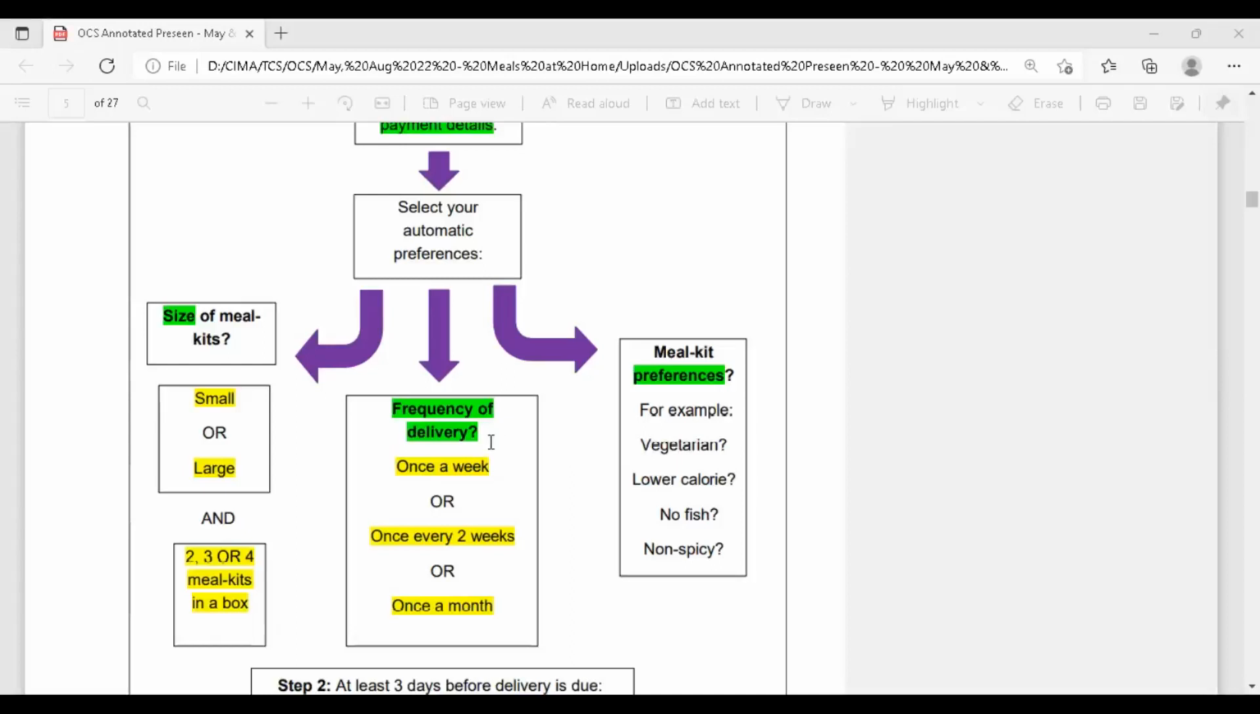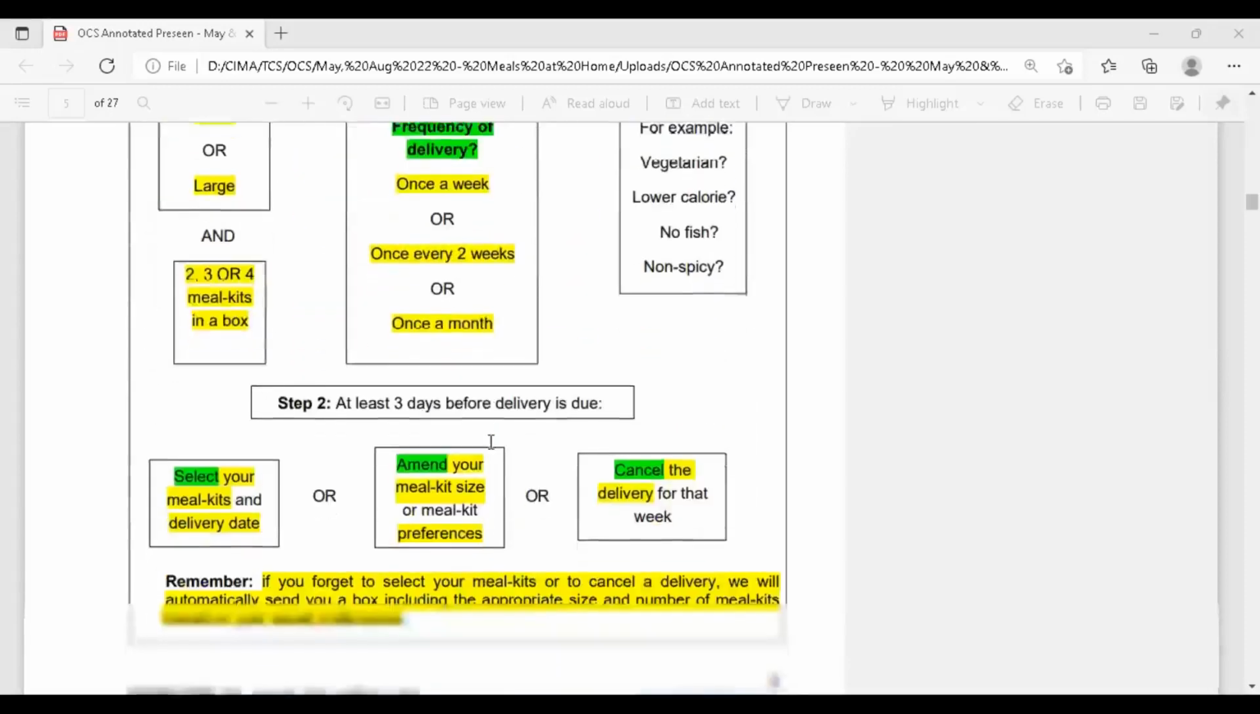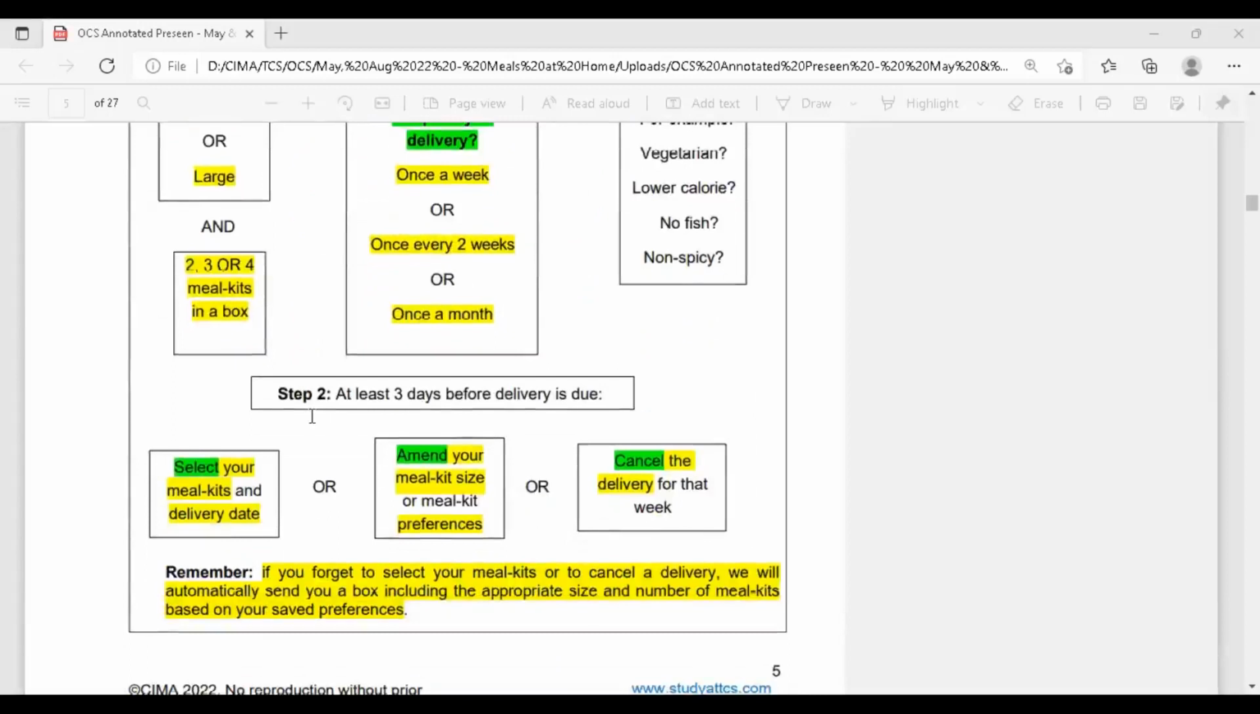So for instance, if you are a vegetarian, you can mention that, and only vegetarian options as well as recipes will be shown to you the next time you shop. So that's how the selection process works. And you have to place an order. You can select your meal kit and delivery date. You can amend the size of your meal kit and whatnot and the preferences. And at the same time, you can cancel the delivery as well.